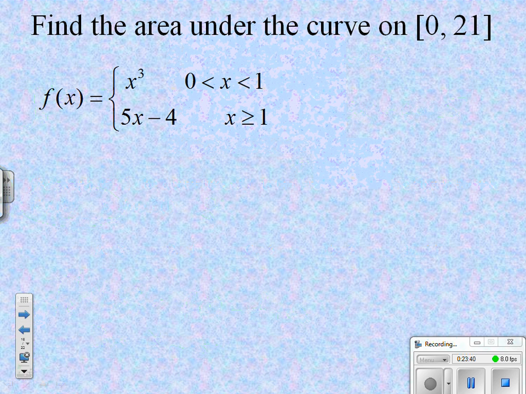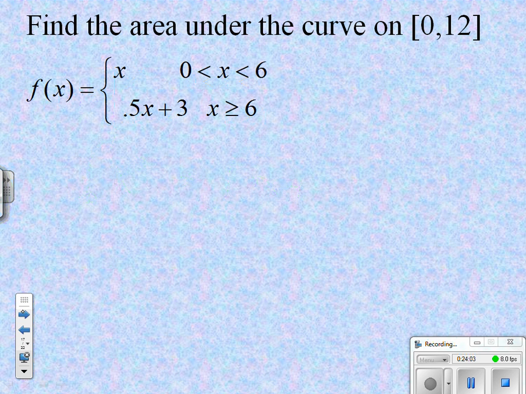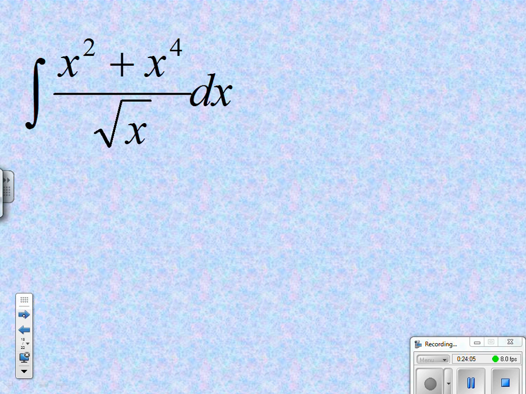All right, a couple more quick ones. How would we go about finding the area of this thing from 0 to 21? Split it up. My first integral would be of x cubed. What would the limits be? 0 to 1. And my second integral would be of 5x minus 4, and my limits would be 1 to 21. That's not bad. So let's close it off with one last problem.